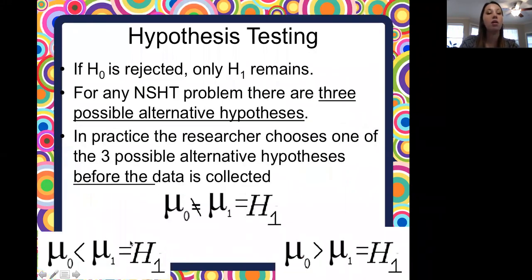All right, if the null hypothesis is rejected, only the alternative remains. So for any NHST problem, there are three possible alternative hypotheses. We can have our two-tailed and our two one-tailed as well. In practice, the researcher chooses one of these possible alternative hypotheses before data is collected. So in a minute, I'm going to show you all the steps that we need to do for this null hypothesis significance testing method.